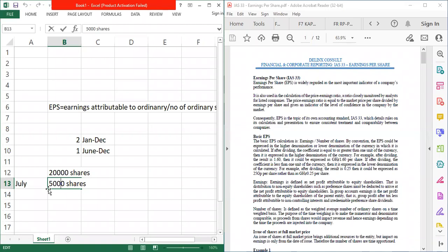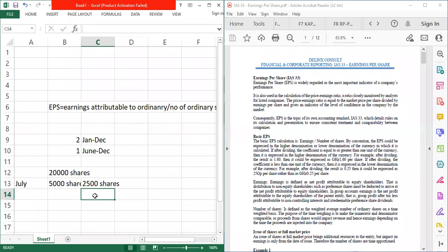By implication, we are saying that these 5,000 shares only contributed 6 months to the profit for the year, because they came in July. But the 20,000 was there from the beginning, so they contributed for a full year. If you are going to share it, the 20,000 will get all, but the 5,000 will be given half. It's only half of this that contributed to the profit.